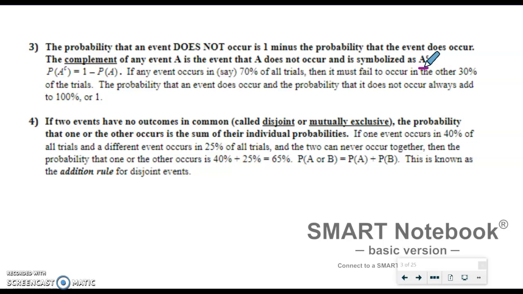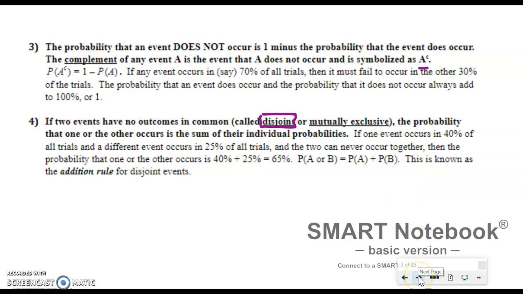Okay, the last one is that if two events have no outcomes in common, those are considered to be disjoint or mutually exclusive. So they have no outcomes that happen at exactly the same time. If one event occurs in 40% of all trials and a different event occurs in 25% of all trials, and the two never occur together at exactly the same time, then we would just add the probability of A plus the probability of B, or 40% plus 25% to get 65%.